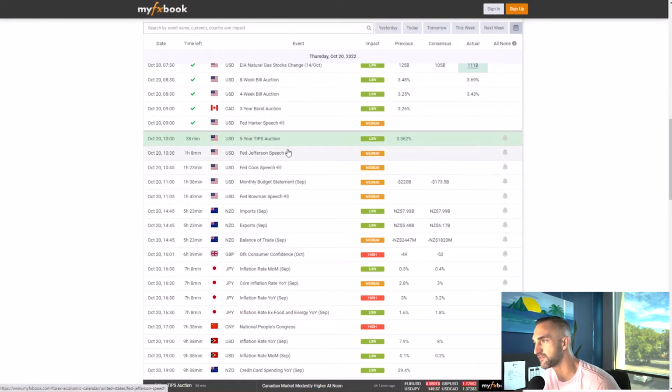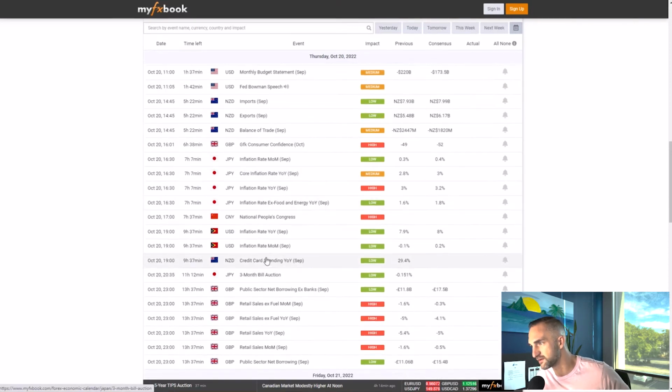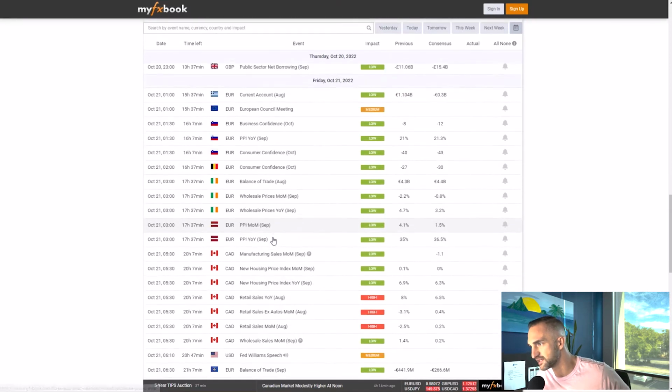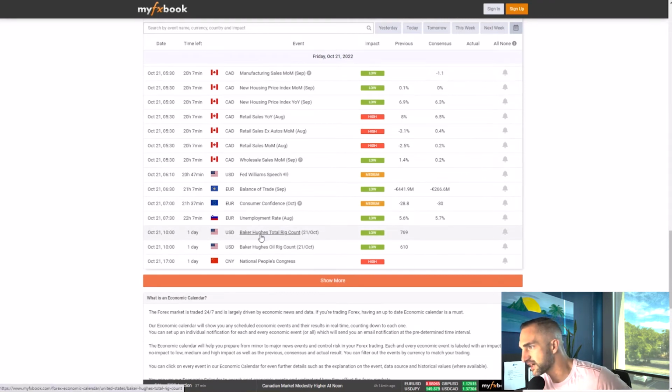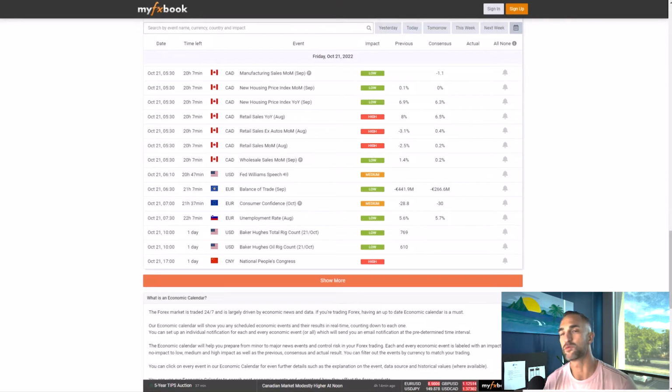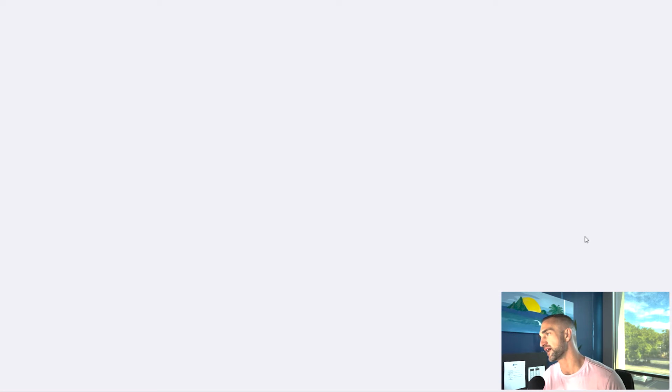Economic data coming in for tomorrow: Fed Jefferson speech, Fed Cook speech, the monthly budget statement, and Fed Brown statement. Oh, that sounds very exciting. Very, very exciting. So no significant economic data coming out through the end of this week when it comes to Fed announcements, but we should have some more earnings reports that come out, which I don't know if you guys saw.